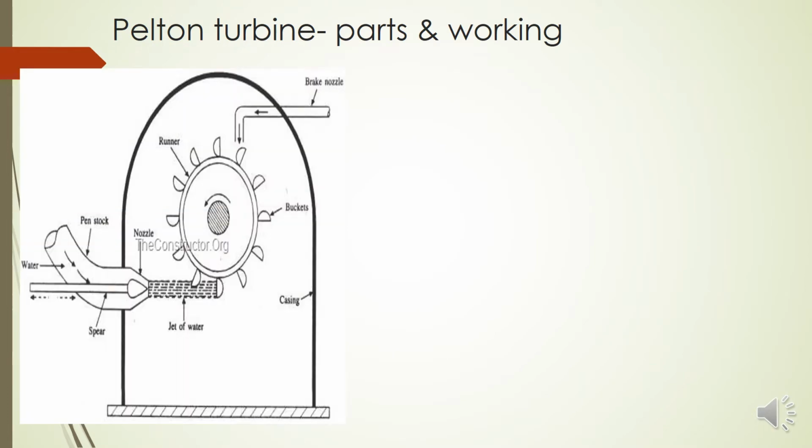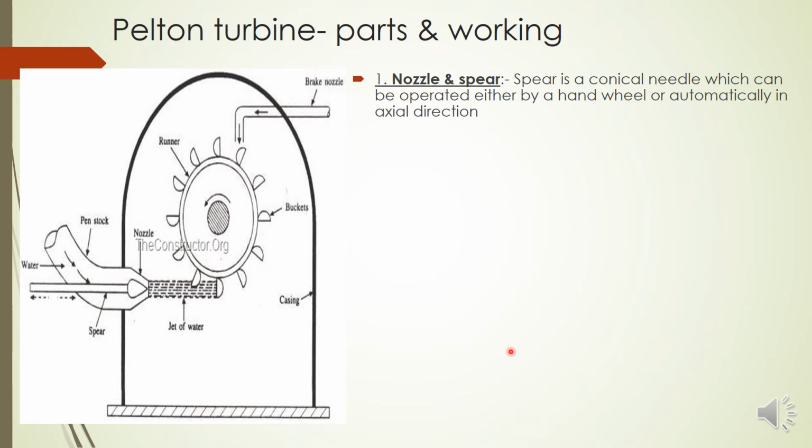Mainly we can divide the Pelton turbine into 4 major parts. What is the first part? The nozzle and spear. At the end of the penstock we have a nozzle, shaped like this, through which water comes out. And what is the spear? Spear is a conical needle, at the end like this.